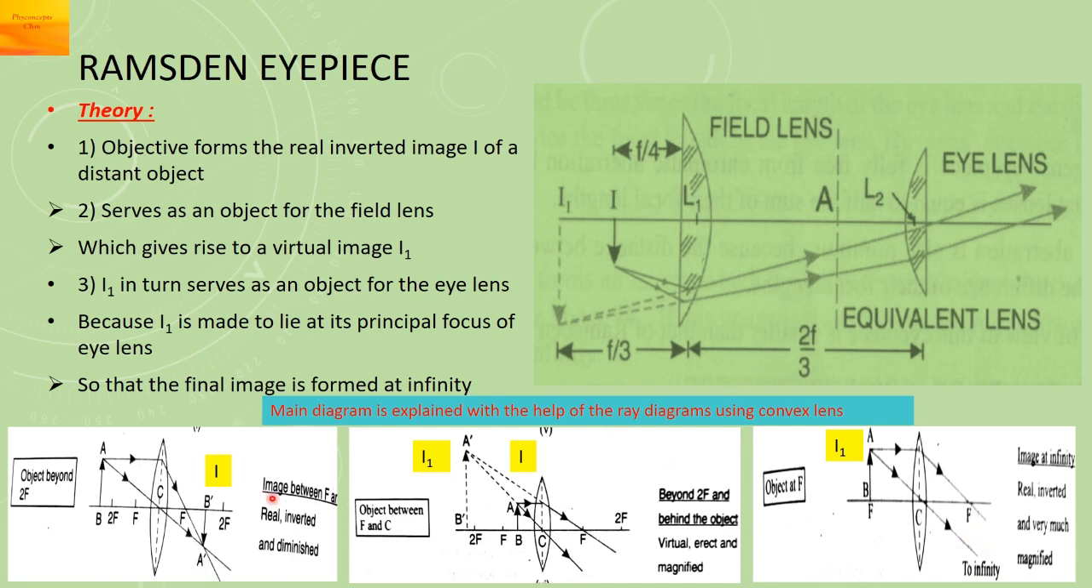So these three diagrams make up this whole complete diagram. The objective part is not shown over here. The objective will form an inverted image of the distant object, which will serve as an object for the field lens, which will produce an image I1. This I1 is lying at the principal focus of the eye lens. So hence it will produce the final image at infinity.